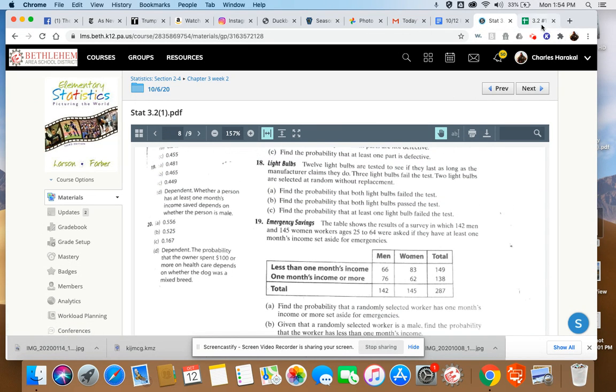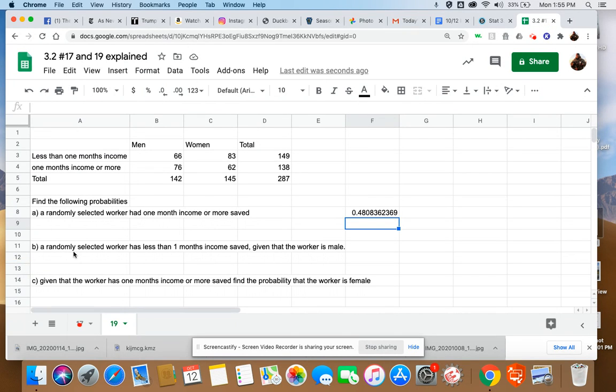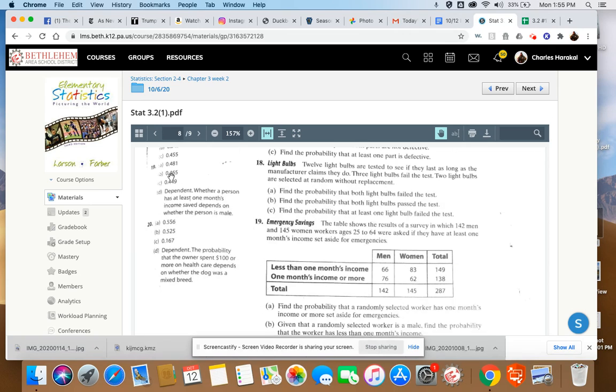Very good. Second question says a randomly selected worker has less than 1 month's income saved given that the worker is male. That means we're only looking at the men in this study. So, only looking at the men, 66 had less than 1 month income out of 142 men. So we'll type in equals 66 divided by 142. You get 0.465.